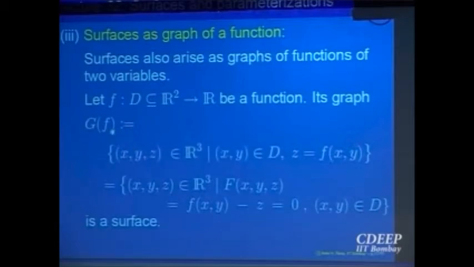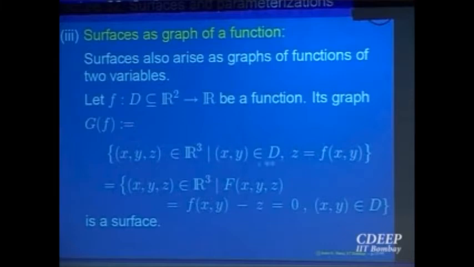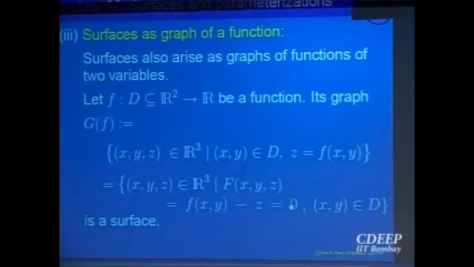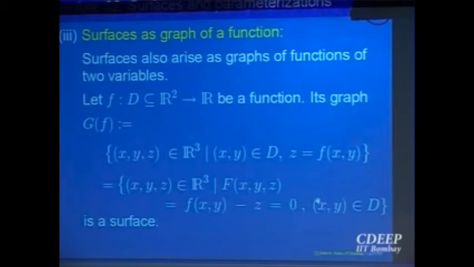So, the graph of a function of two variables. f is a function of two variables, so its graph is going to be a subset of three dimensions, the points (x, y, z) where z is equal to f(x, y). You can also write it as f(x, y) minus z is equal to 0. So it is a function F(x, y, z) equal to f(x, y) minus z equal to 0. It is again of the same type, a level surface for a function of three variables, with the constant equal to 0. So that is the graph.